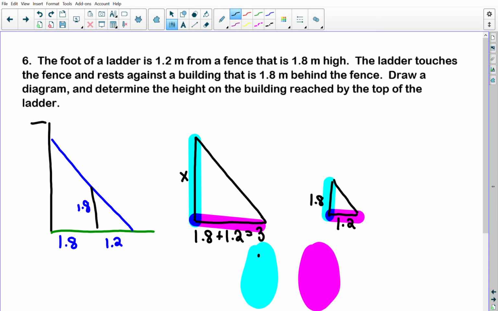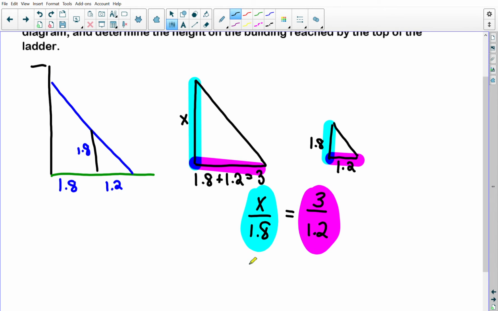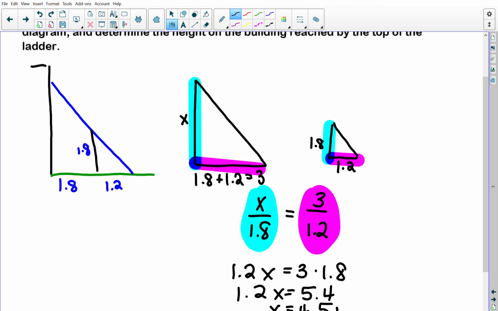So I'm looking at x over 1.8 and 3 over 1.2. I'm going to cross multiply, so I get 1.2x is equal to 3 times 1.8. 1.2x is equal to 5.4, and when I divide by 1.2 on both sides, I get x is equal to 4.5. I'm working in meters, so the ladder leans 4.5 meters up the wall.